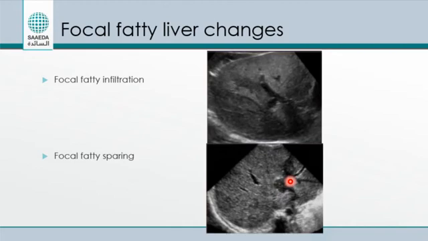Be careful. It happens in characteristic locations: around the vessels, around the gallbladder bed, around the major structures, not just randomly in the liver. There are some characteristic areas where this happens.